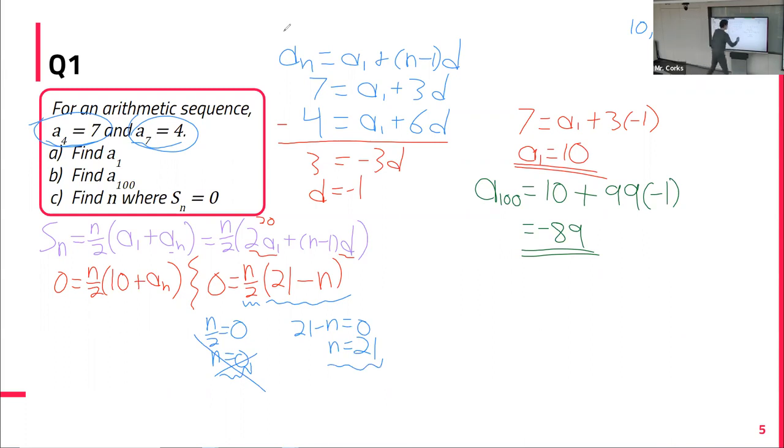And we could verify that. So S21 is equal to 21 over 2 times 2a1. We had 20 plus n minus 1, so 20 times negative 1. So that'd be 20 minus 20, that's 0. So yes, the whole thing turns into 0. So we've confirmed our solution. So still just using the same formulas, just maybe doing them in a different order or subbing in different parts. But the same basic formulas will get us to our solution.